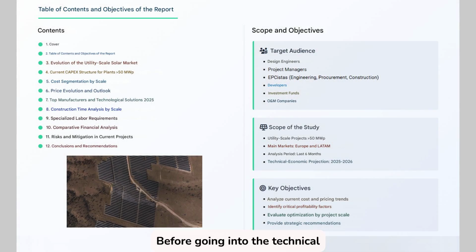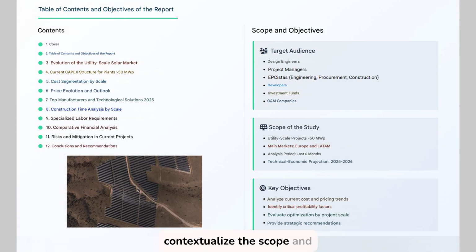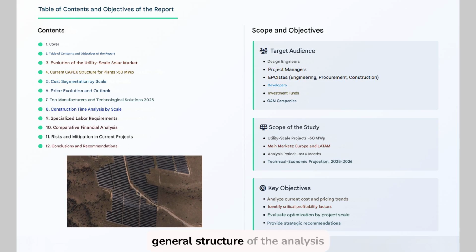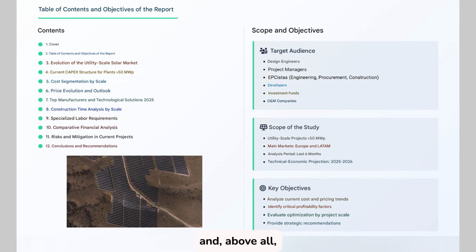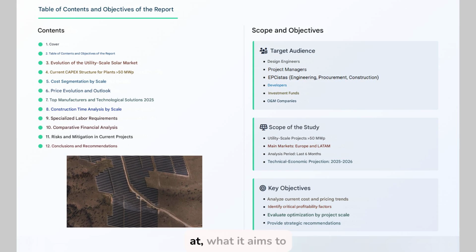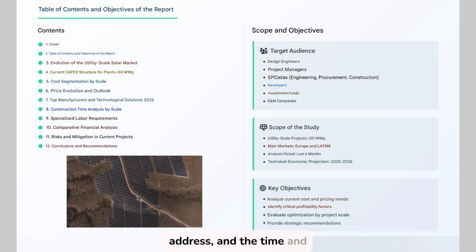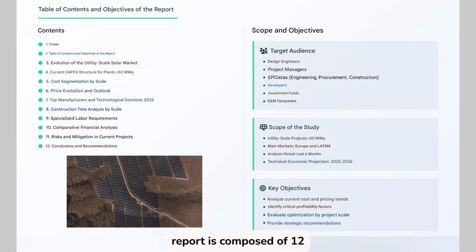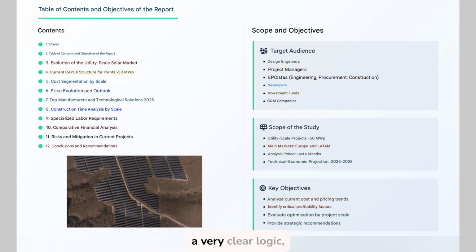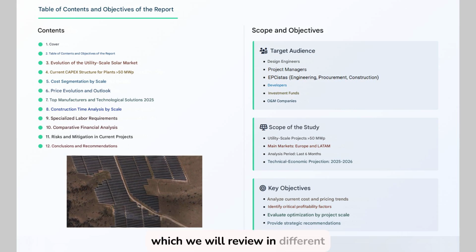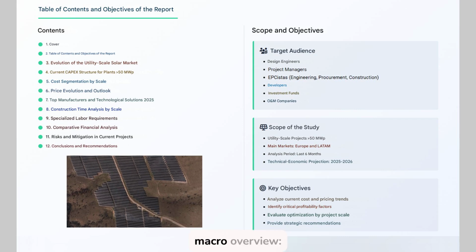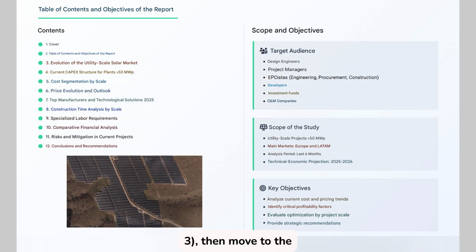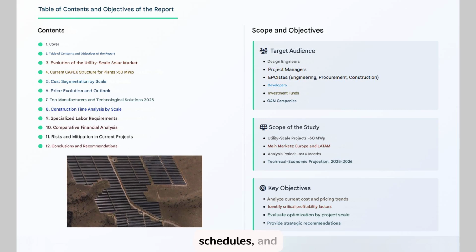Before going into the technical details, let's contextualize the scope and objectives of the report. This slide presents the general structure of the analysis and, above all, helps us understand who it is aimed at, what it aims to address, and the time and geographic framework we are working within. The report is composed of 12 thematic sections that follow a very clear logic, which we will review in different videos. We begin with a macro overview, market evolution, point 3, then move to the micro, costs, schedules, and labor.